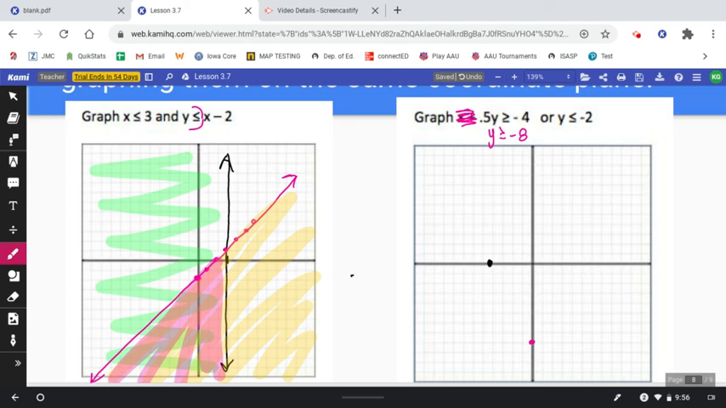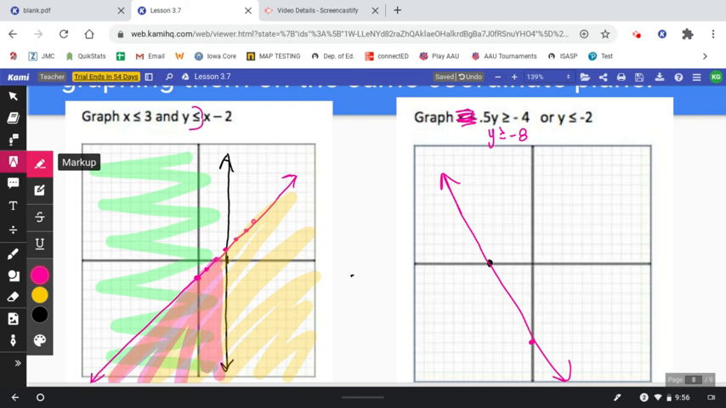Because it's greater than or equal to, it's going to be a solid line. And because it's greater than, I'm going to shade above.